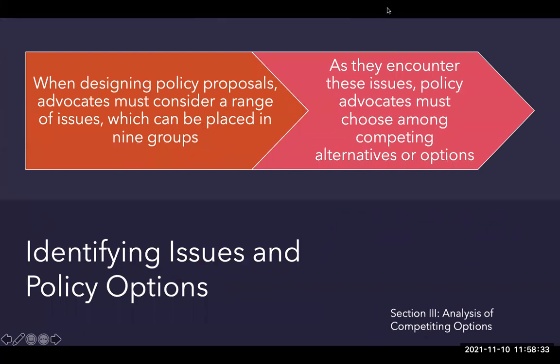So when designing policy proposals, advocates must consider a range of issues, which can be placed in 9 different groups. And as they encounter these issues, policy advocates must choose among competing alternatives or options. And I will be using a diagram from the textbook that compares competing options in a few slides.